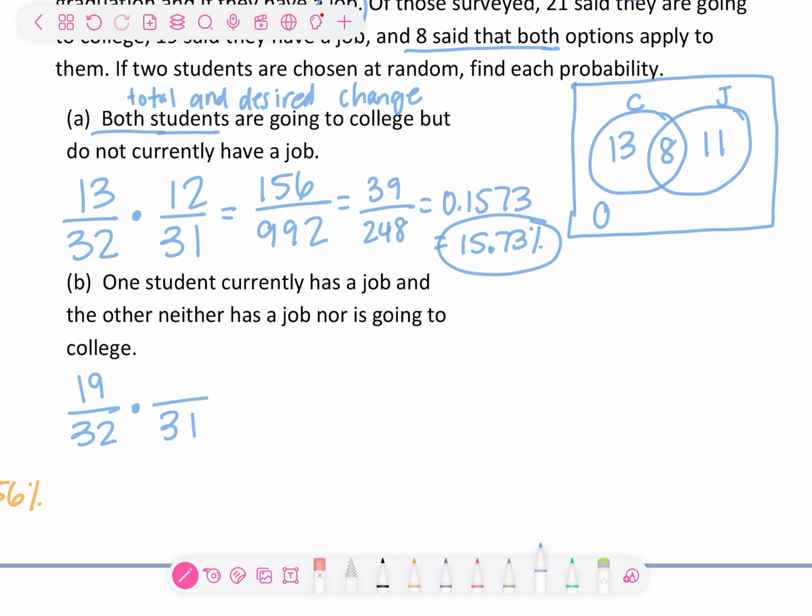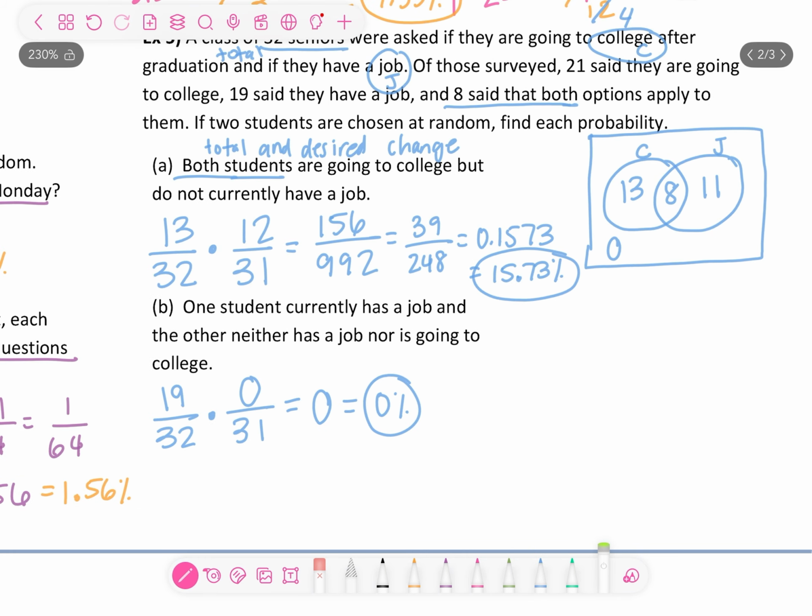This next student, though, neither has a job nor is going to college. So this one's actually kind of funny. The number of students who neither have a job nor are going to college was 0. So that's actually 0 out of 31. So no matter what, this whole thing is going to multiply to 0, and there's a 0% chance of that happening. Because as I pointed out in the beginning, every single student was accounted for with either going to college or having a job. So for this one, it's actually a 0% likelihood.